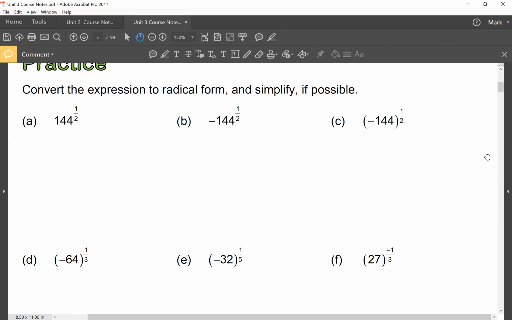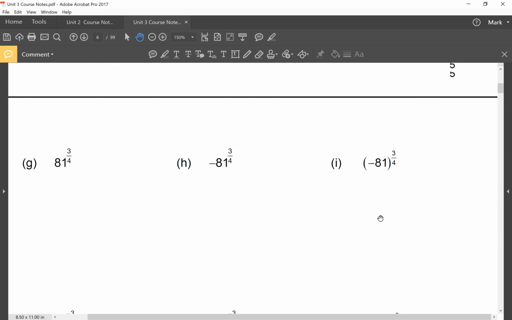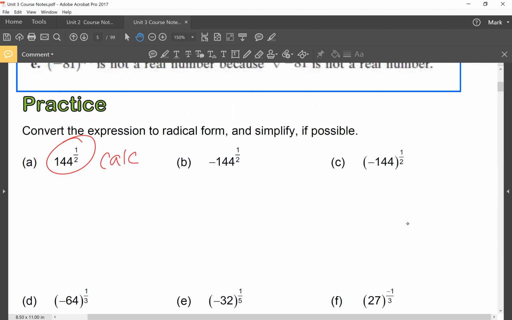Now, literally, all you have to do is enter this on your calculator. I mean, I could explain this more. 1/2 means square root 144, which is 12. But I don't think I need to confuse you too much. I think literally you put this into your calculator and you're good. Now, one thing I'll mention.